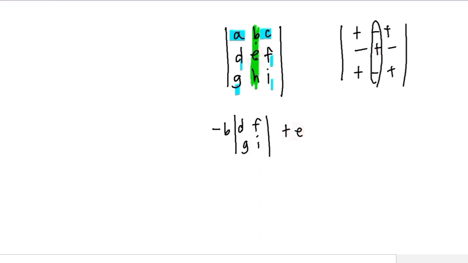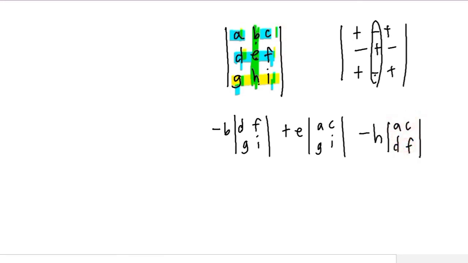That's E. No? Kay E tayo. Since nakay E tayo, ito naman yung tatamaan ni E. So, alin hindi niya tatamaan? Si A, C, G, I. So, we have here A, C, G, I. And minus H. So, kay H, tatamaan niya to. So, hindi niya tatamaan si A, C, D, F. So, we have here A, C, D, F.